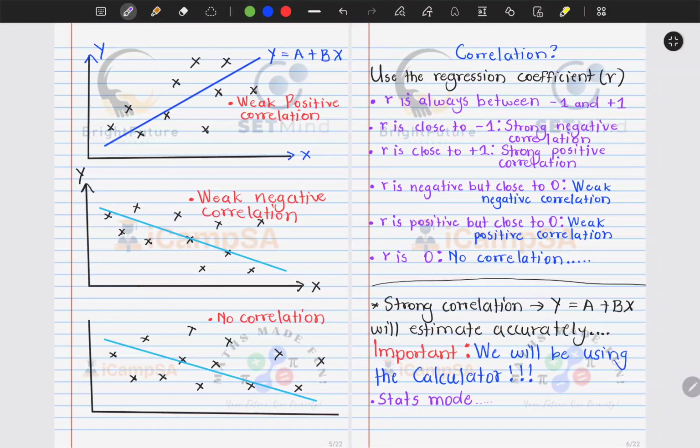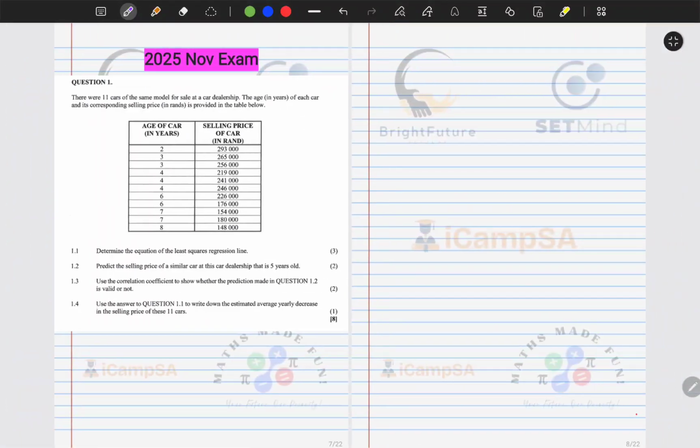Okay. So with this in mind, let's go and solve some questions, guys. And the first question we need to deal with is from the 2025 November exam.